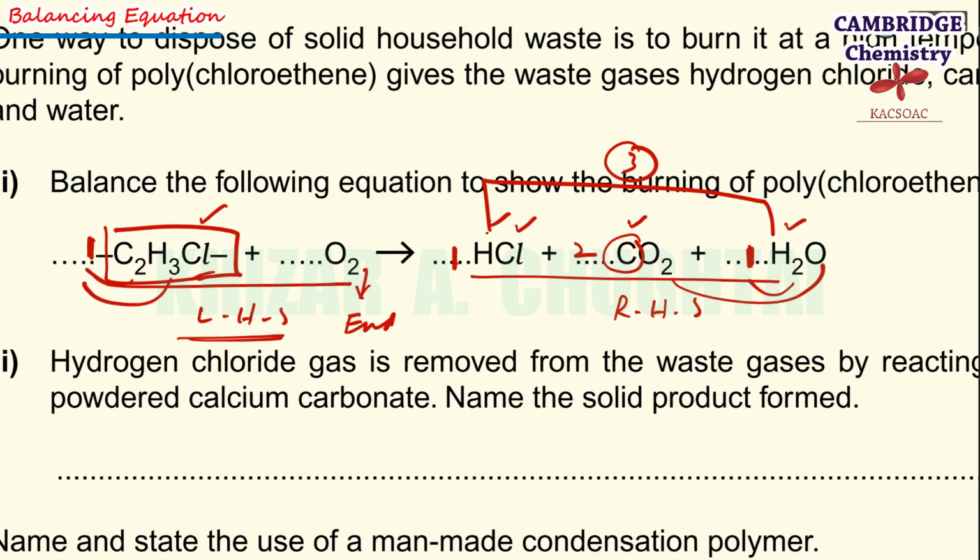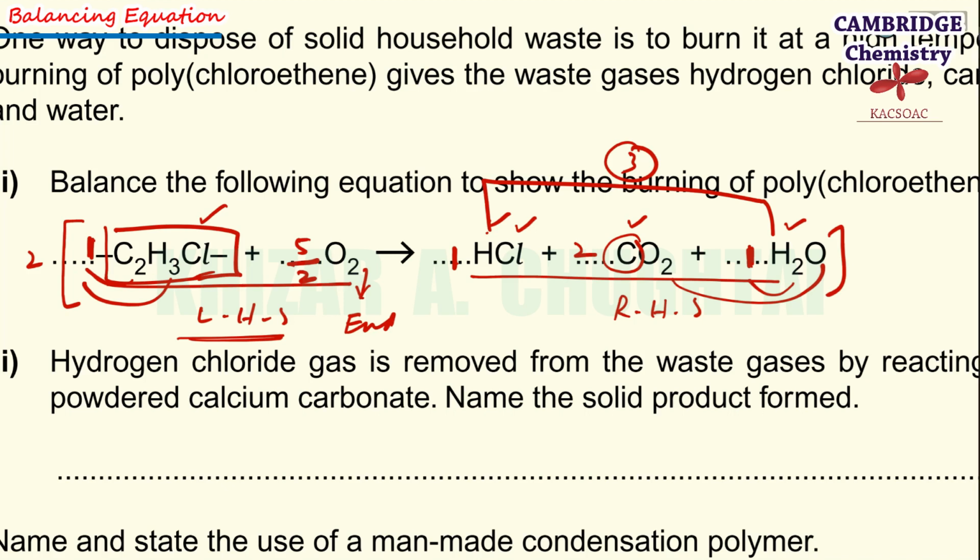So at the end, I'm going to balance the oxygen atom. How many oxygen atoms on the right hand side? 2 twos are 4 plus 1 is 5. I'm simply putting over here 5 by 2. So this equation is now in a balanced mode. But if you want to remove the fractions, you have to multiply the whole equation by 2 to make it into whole numbers, right?